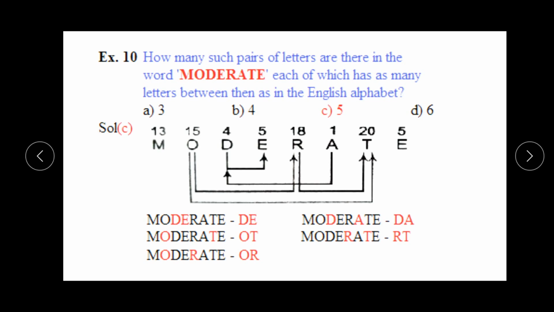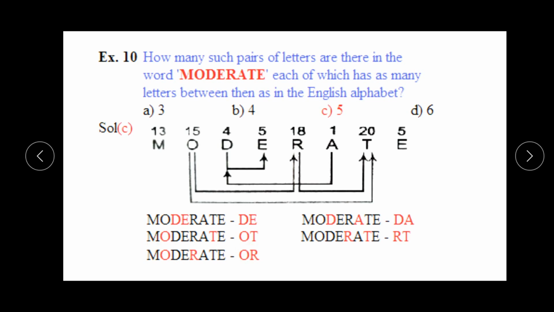These are the pairs. In moderate, we see there is D and E. It means in the word moderate, D and E are beside each other, and in the English alphabet also, after D there is E. It means in the English alphabet there are no letters between D and E, and in the word moderate also there is no letter between D and E. That is the first letter pair in the word moderate. The second pair is O T. If we check here between O and T, how many letters are there? 1, 2, 3, 4, and in the English alphabet also between O and T there are 4 letters. That is the next pair in the word moderate.